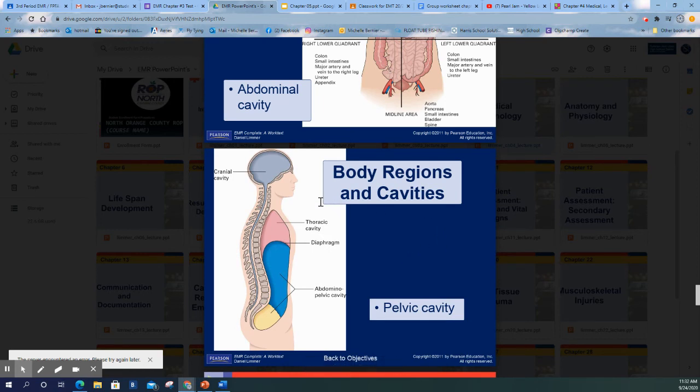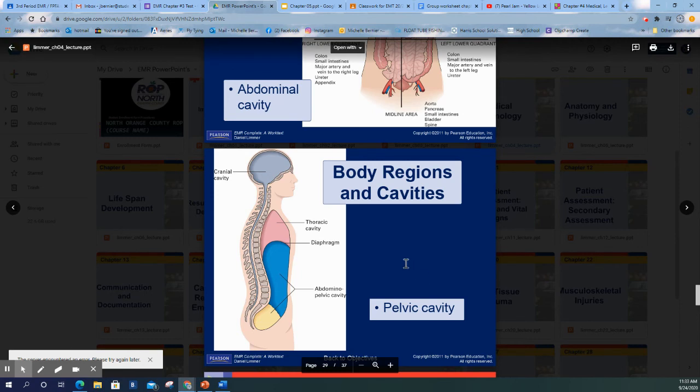So body regions and cavities, again, we're looking at the pelvic cavity this time. The pelvic region is an open space within the pelvic bone that encompasses the reproductive organs. For females specifically, males more on the outside, but we have space there for the reproductive organs, and we also have space there for the bladder and that sort of stuff in the pelvic cavity.